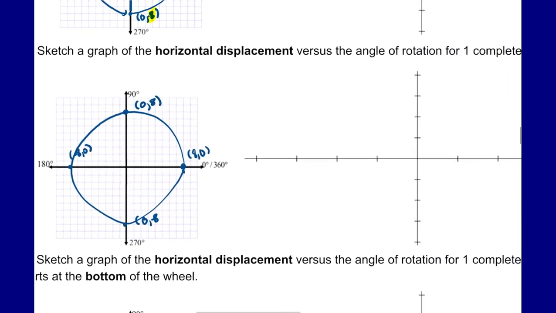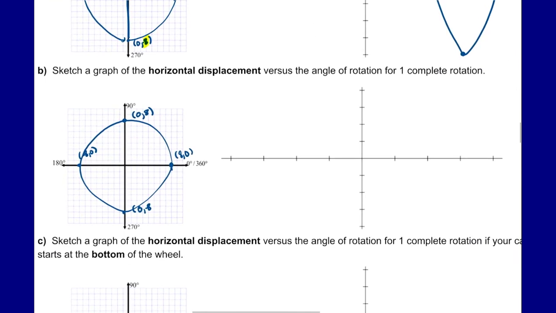Now, for this one, we're dealing with the horizontal displacement. So if I'm looking at 0 degrees, what is the horizontal displacement? These are going to be all of the x values that I'm highlighting here. So we're starting at 8 for our horizontal displacement. Then at 90, we're going to 0. At 180, we are going to -8. At 270, we're back up at 0. And at 360, we're at 8.